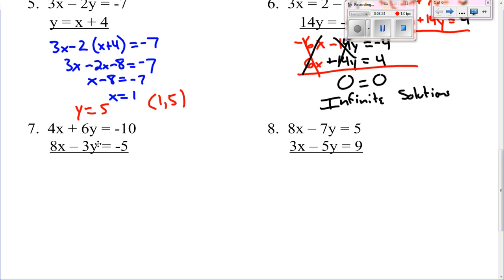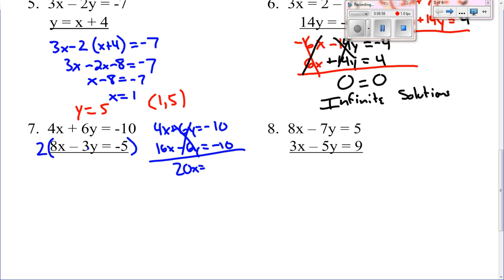Number 7. I see that 4 can go into 8, or negative 3 can go into 6. We'll get rid of the y this time, for no good reason. 4x plus 6y equals negative 10. It's going to be 16x minus 6y equals negative 10. Those cancel. 20x equals negative 20. Divide by 20, you get x equals negative 1.